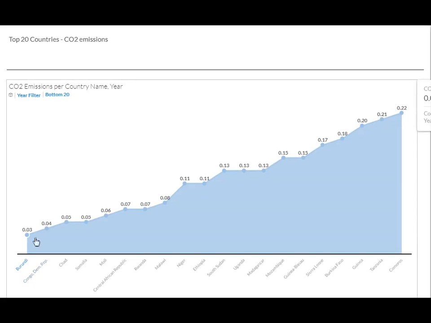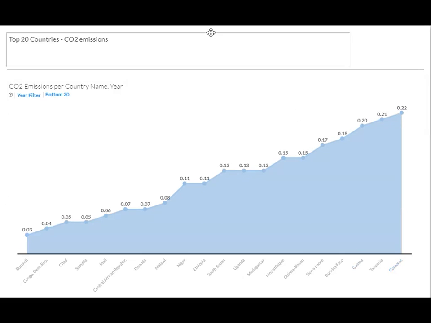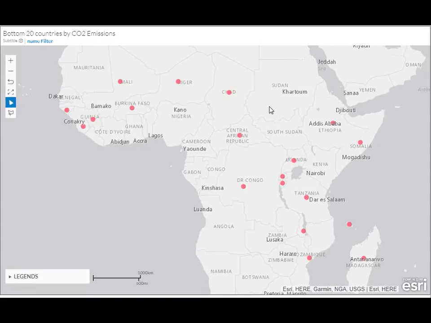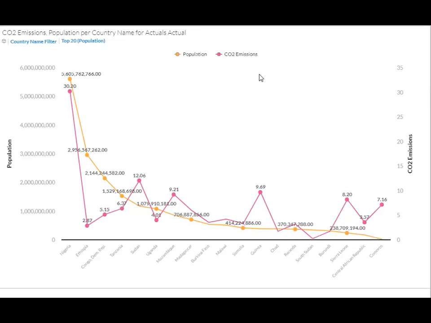Burundi produces very little CO2, whereas Comoros on the right hand side produces approximately 8 times as much as Burundi. Same data, but on a graph. Interestingly, all bottom 20 polluting countries are located in continental Africa, maybe because of lack of industries there. CO2 emissions and population together in a graph for bottom 20 countries, it is quite visible from the graph that population and CO2 emissions are not directly linked for all the countries. And that's the same case with top 20 countries.